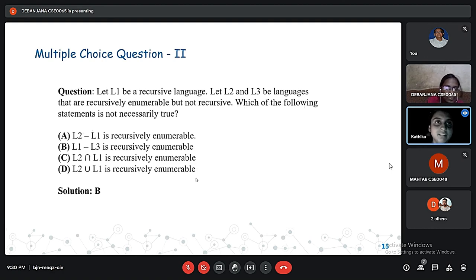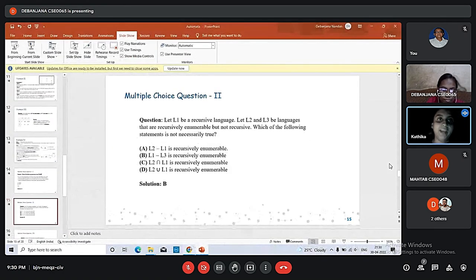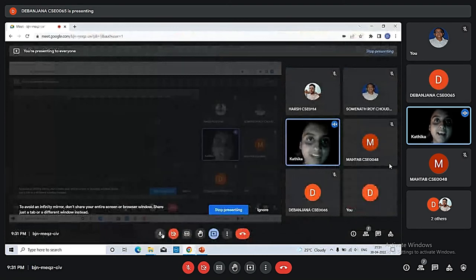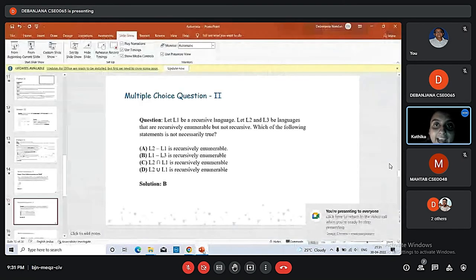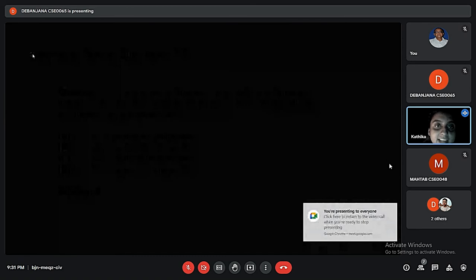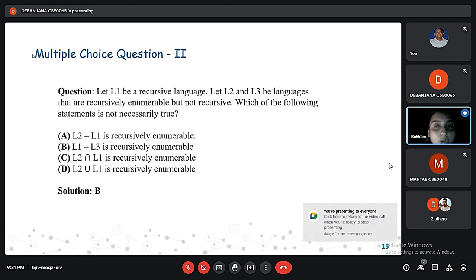So I will discuss the second question. So we have to read the question first. The question reads, L1 is a recursive language, and let L2 and L3 be languages that are recursively enumerable but not recursive. Which of the following statements is not necessarily true? We have been given 4 options in total. The first option is L2 minus L1 is recursively enumerable. Second option is L1 minus L3 is recursively enumerable. Third is L2 intersection L1 is recursively enumerable. And fourth is L2 union L1 is recursively enumerable.